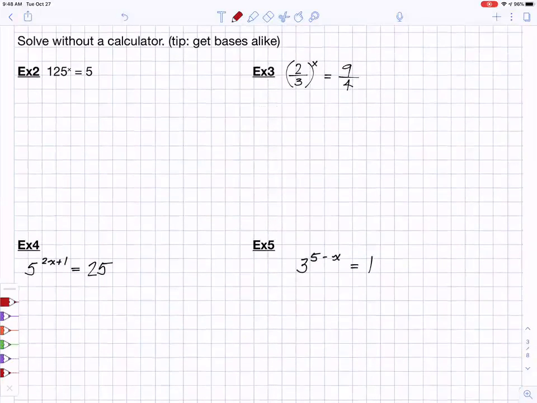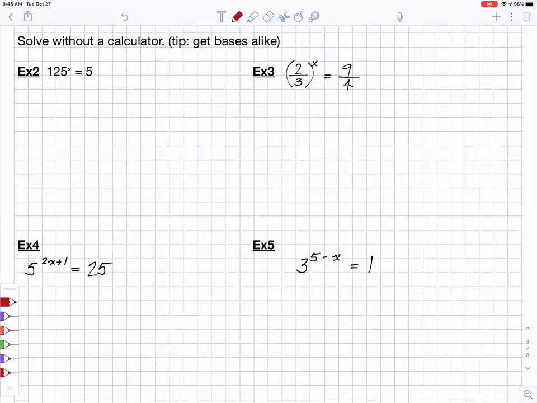I got to tell you, these are some of my favorite questions in this whole entire chapter. Okay, so we're solving without a calculator. And the tip is, and by the way, we're going to use this tip through several different sections. The tip is get your bases alike. Now, let me give you a hint here.